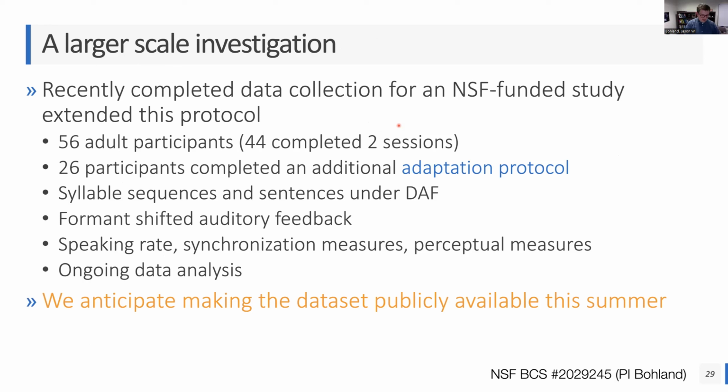So we've recently taken this approach at a much larger scale for an NSF-funded study. We've extended this now to 56 adult participants, 44 of whom have completed a second session. And then 26 additional participants have done a separate DAF-based adaptation protocol. So we've charted hours of auditory feedback responses for this large group, producing syllable sequences of various types as well as sentences under delayed auditory feedback. We also are collecting formant-shifted auditory feedback and a bunch of baseline measures like speaking rate, synchronization measures, perceptual just noticeable differences, things like that.